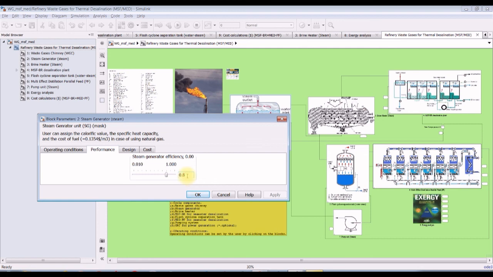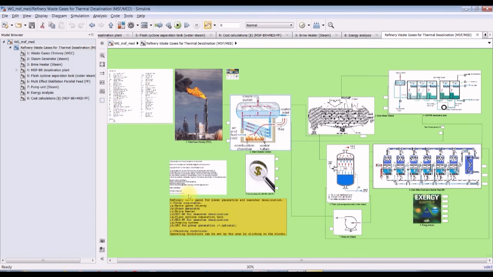Let's go for 80%. Design limits, waste gas calorific values. You have to estimate or calculate the waste gases calorific values. Air to gases flow ratio, you can assign it, the specific heat capacity of the waste gases, and cost analysis.